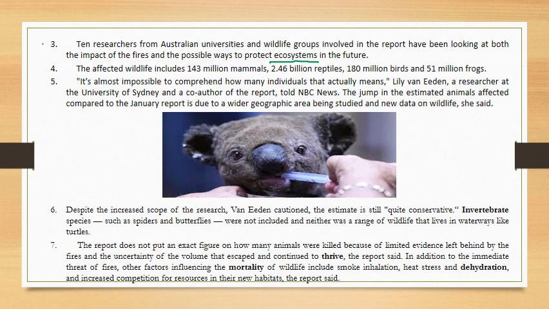she said. Okay, as we see in the picture, this is a koala, which is a marsupial, animals that carry their young in their pouches. It was one of the most affected animals during the fires, and it is already endangered. Despite the increased scope of the research, Van Eden cautioned, the estimate is still quite conservative. So the numbers might rise.